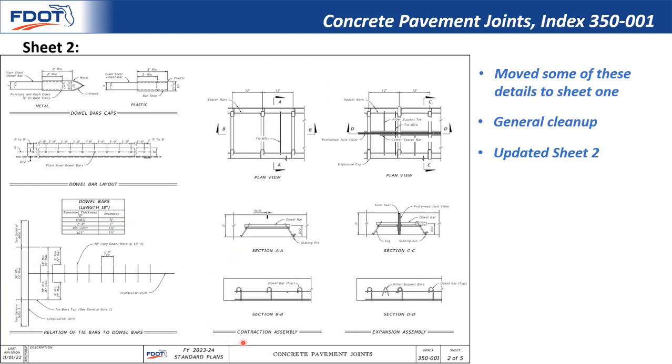You can see the contraction assembly and expansion assembly details moved from sheet 3. We also added the dowel bars cap, the dowel bar layout, and relation of the tie bars to the dowel bars details.